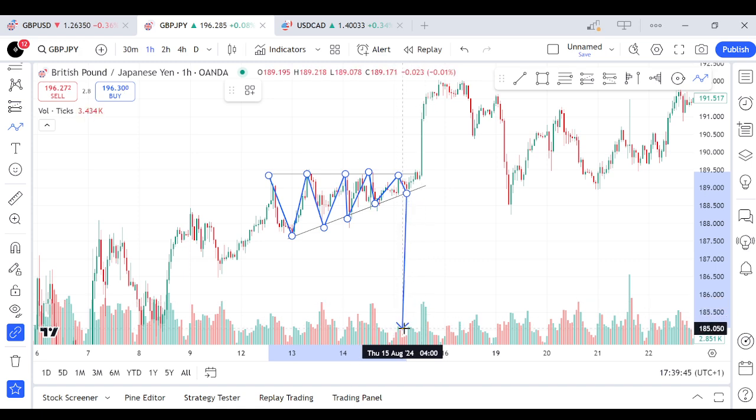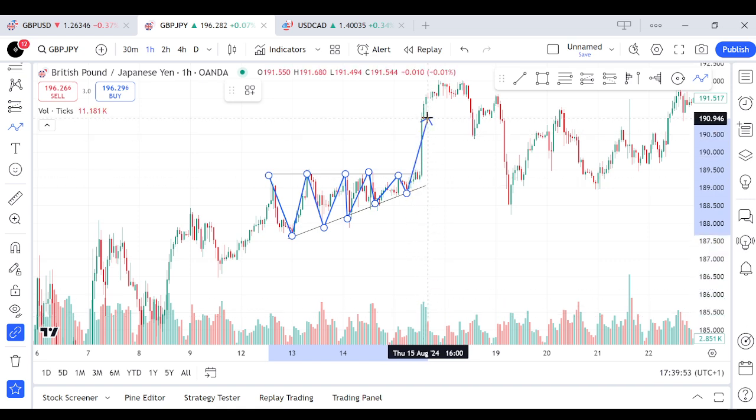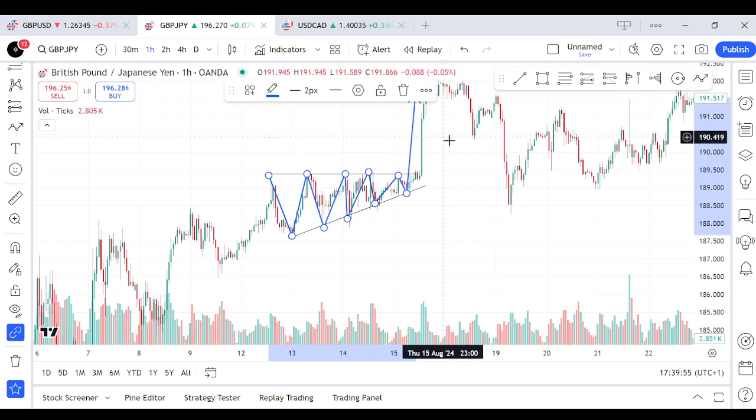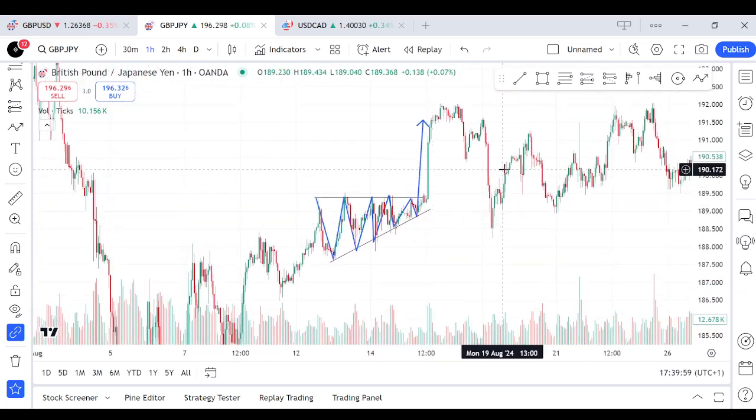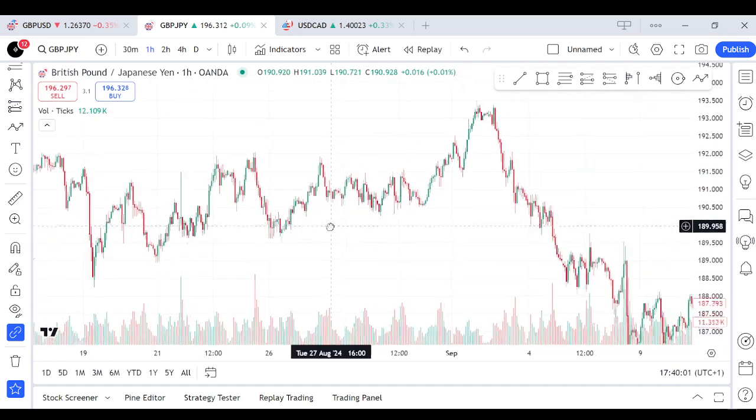We see the decreasing volume during the contractions right here. Then this massive breakout to the upside to continue this bullish trend. So that is the VCP.